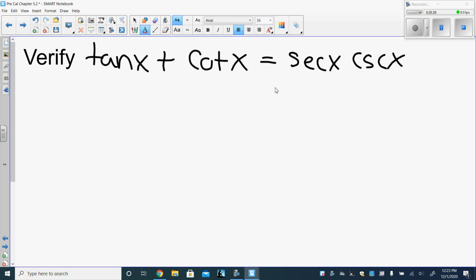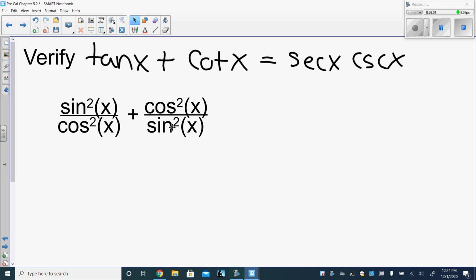Tangent of x plus cotangent of x is equal to secant of x times cosecant of x. Okay. So this one here, we need to convert tangent and cotangent into sine and cosine. I think it'd be easier to convert those into sine and cosine and then work from there. Now we could also have gone from the other side, but I think this side, tangent of x plus cotangent of x, is going to be easier to go that direction, from there to the other side.